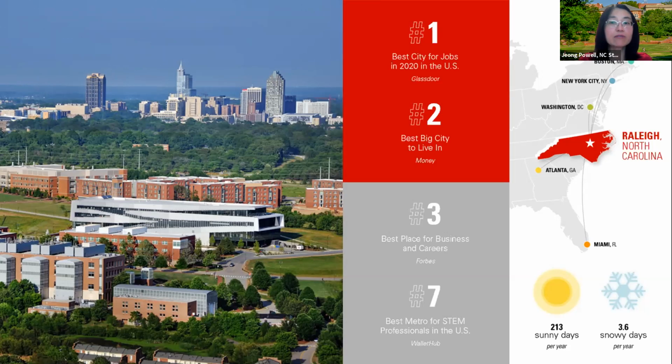One thing that I love about Raleigh is its mild weather. As you can see, over 200 sunny days, and it rarely snows. And if it does, it doesn't last long. The average high is 22 degrees Celsius, and the average low is 10 degrees Celsius. So you can see that it's pretty mild in terms of weather.